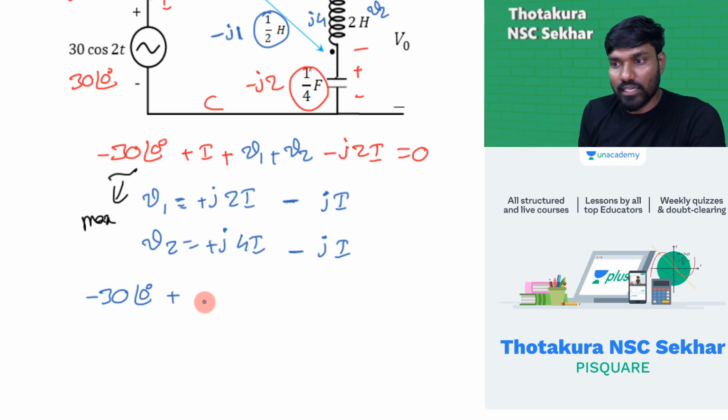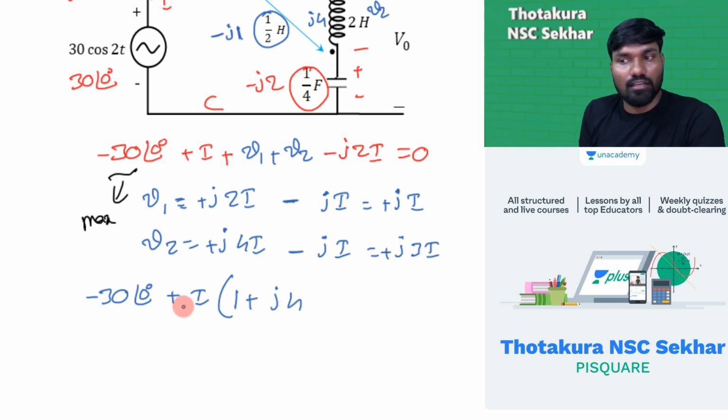Let me combine these two i's. If I take common I in all these, substitute here, take out I common. I'm just substituting V1 V2 here and taking I common. You get 1 plus, you will be getting simply plus Ji, plus 3Ji, plus J3I. Adding these two, V1 plus V2, you will get plus J4I. I is already out. So this is done, this is done.